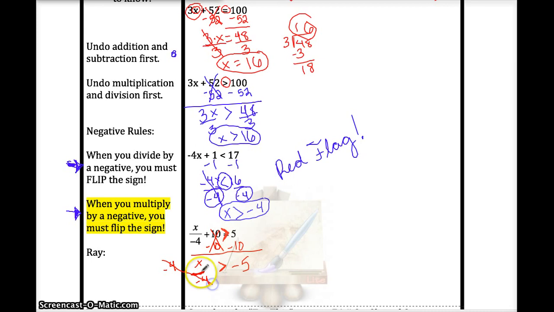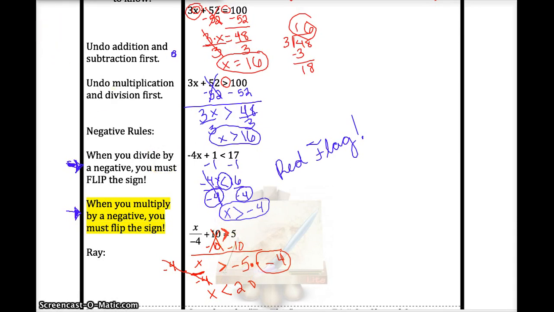-4 times x divided by -4 makes those two go away. It turns into a 1. And then we multiply by -4 on our other side. -5 times -4 is positive 20, but wait, did you notice? Did your red flag go off? It should have, because you multiplied by a negative. So when you multiply by a negative, you do flip that sign. And a negative times a negative is a positive. So x is less than 20, and that is your final answer.